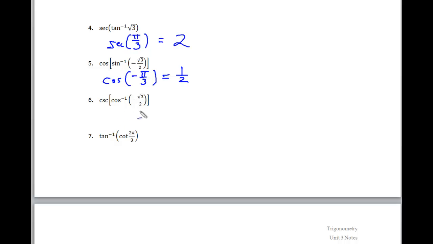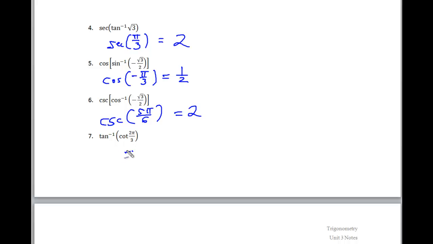All right, so the next piece over here is going to be in the second quadrant, because that negative square root of 3 over 2 for cosine is going to be at 5 pi over 6, almost at 90 degrees there. So what is the cosecant at 5 pi over 6? That will be 2. And then here we have the cotangent of 2 pi over 3.